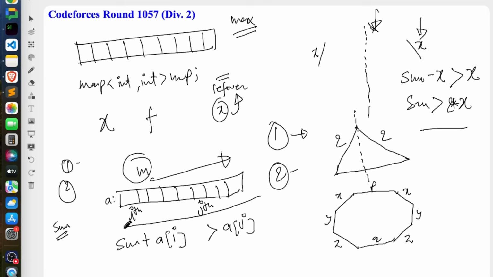I hope you understand this part. This part is very important, right? So if you have any query, please write a comment. So let's see the code now.